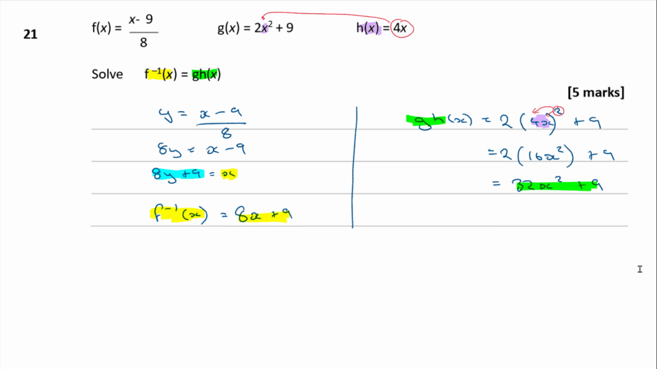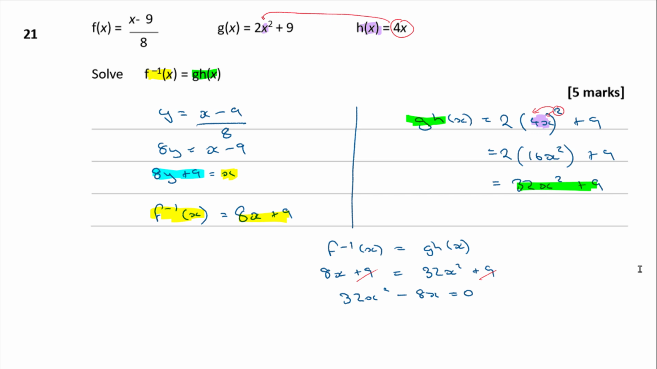Okay, so now I've got g of h of x is equal to 32x squared plus 9, and I've got f to the minus 1 of x, which is 8x plus 9. So then I can equate these two things. I can say, well then, f to the minus 1 of x equals g of h of x. So f to the minus 1 of x is 8x plus 9, and that's going to be equal to 32x squared plus 9. So I can see straight away those 9s cancel. Then just bringing everything to one side, I'm going to get 32x squared minus 8x equals 0. Okay, I just collected things on the right and then flipped it around so I can make 32x squared the positive term.